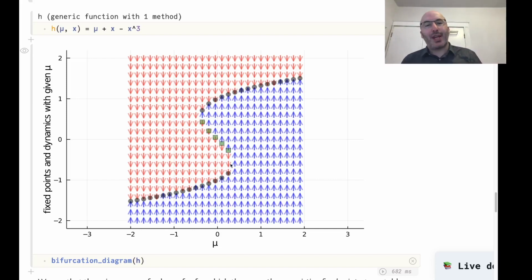So what does that mean for the qualitative behavior of the system? This system has what is called bistability. We have two coexisting stable fixed points, so the system can exist in these two different states.